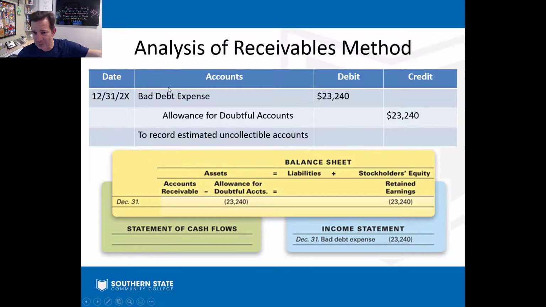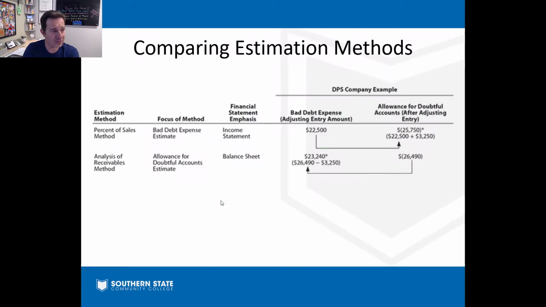The entry is the same as it was in the percentage of sales method. We have bad debt expense debit and the allowance for doubtful accounts credit. You can see it reflected in the financial statement framework right there. We've reduced retained earnings for the bad debt expense, and we've reduced our assets for the allowance for doubtful accounts.